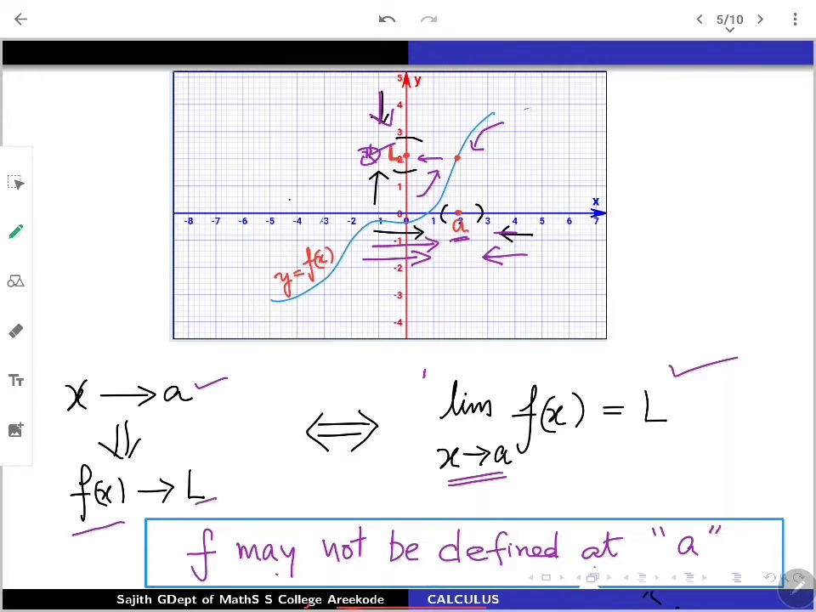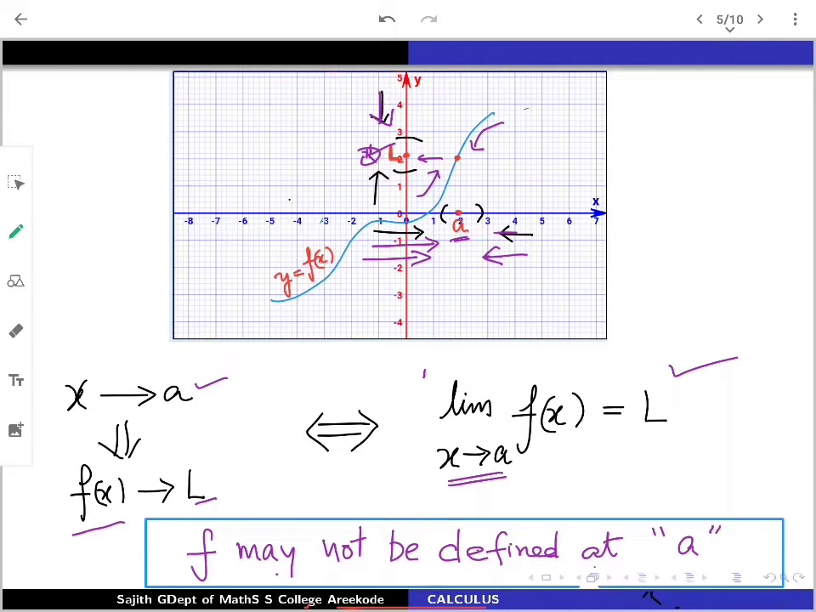f may not be defined at A, that is most important. Even if it is defined, that value plays no role in the definition of the limit. This is the two-sided way, or we say that the limit exists at A.